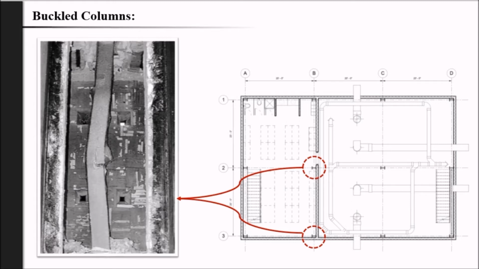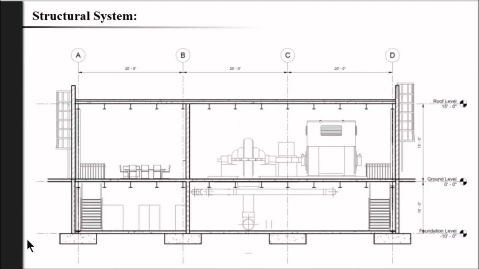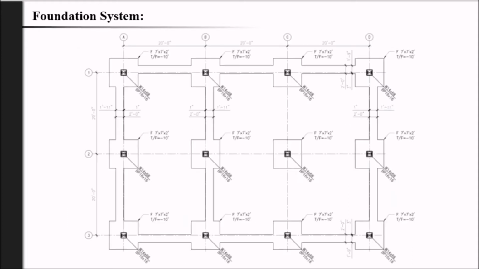Before moving to the analysis result, I need to explain the structural system of the building because it is very important in understanding the analysis. As you see here in this section, the pump station is a 2-story building, including the basement and the ground floor. This building has steel beams and steel columns with concrete roofs and floors. Also, the pump station building has individual footings under the columns and strip footings under the walls.